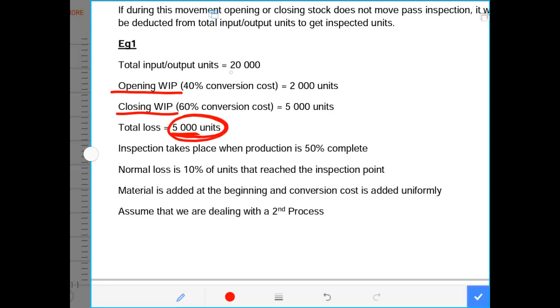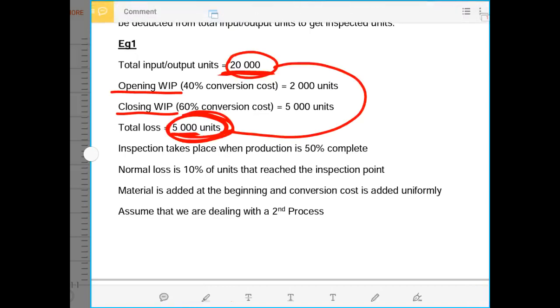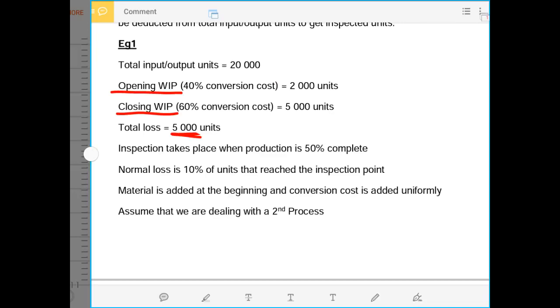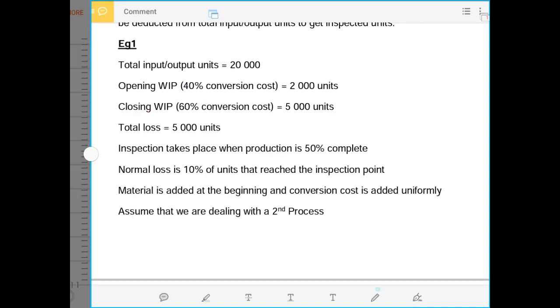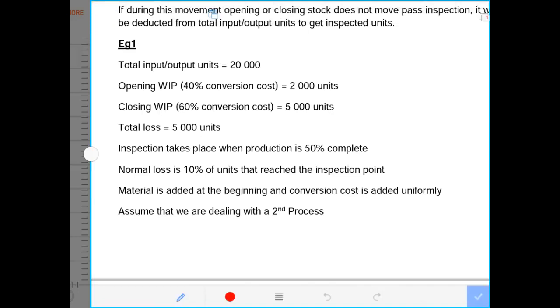That means out of the 20,000 input units that we started with, there were some damages along the way, or there was water evaporation, because water evaporation also does lead to uncontrollable losses. So now, though we started with 20,000 units in the beginning, there were units that were lost during the process of production. So now they are telling us that the total loss is 5,000 units. We still have to determine which of this is normal and which of this is abnormal.